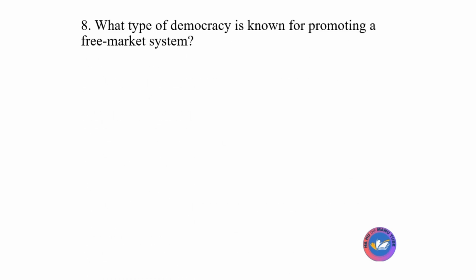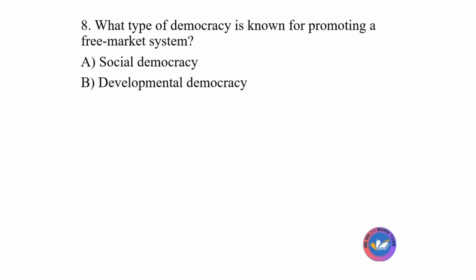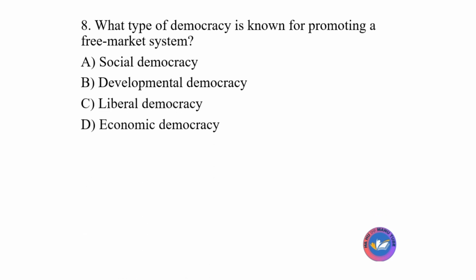Question number 8. What type of democracy is known for promoting a free market system? A. Social democracy. B. Developmental democracy. C. Liberal democracy. D. Economic democracy.